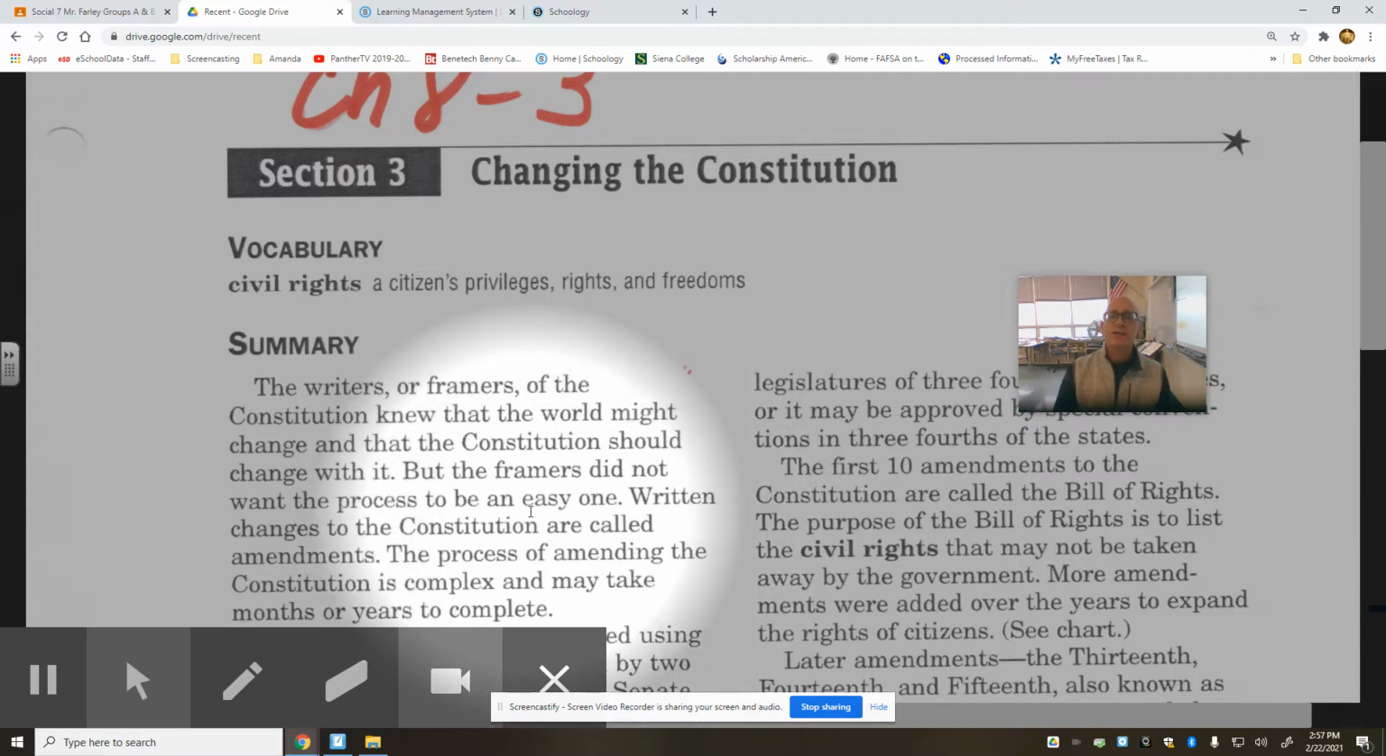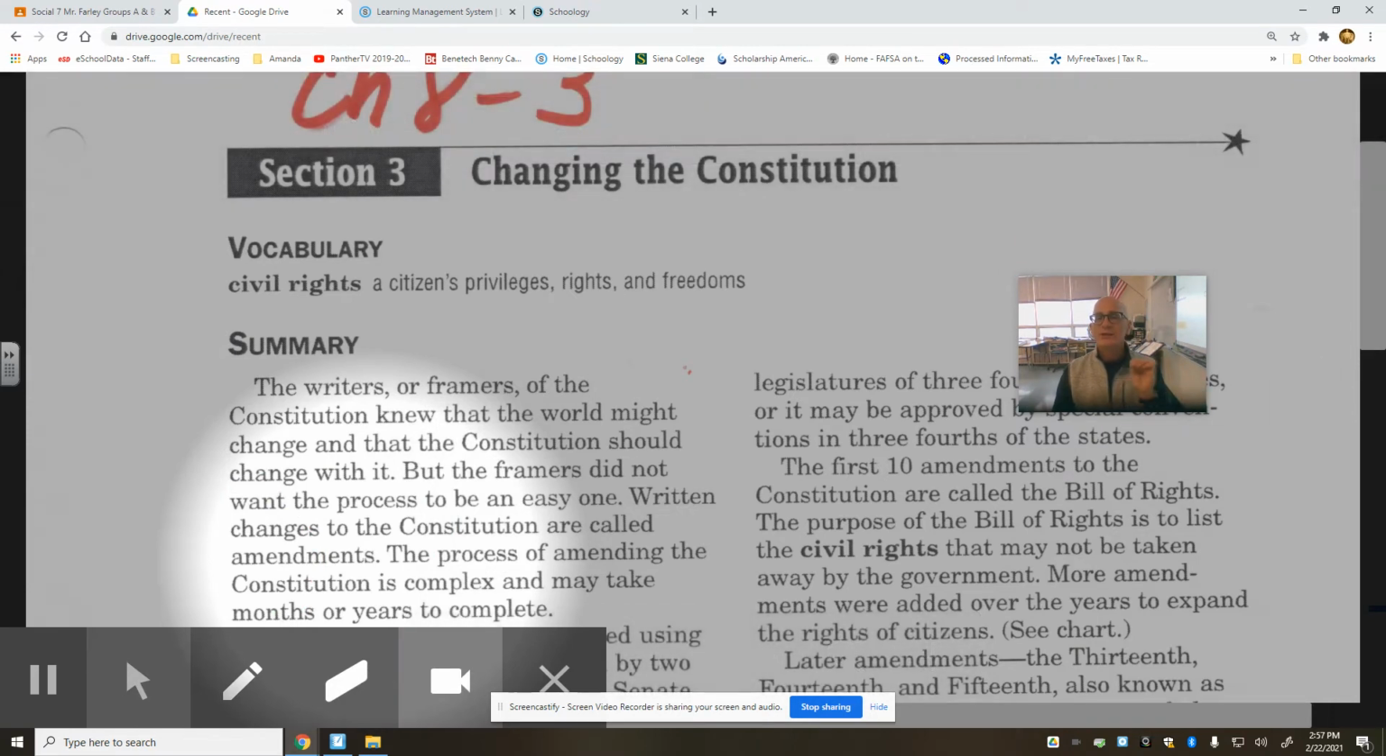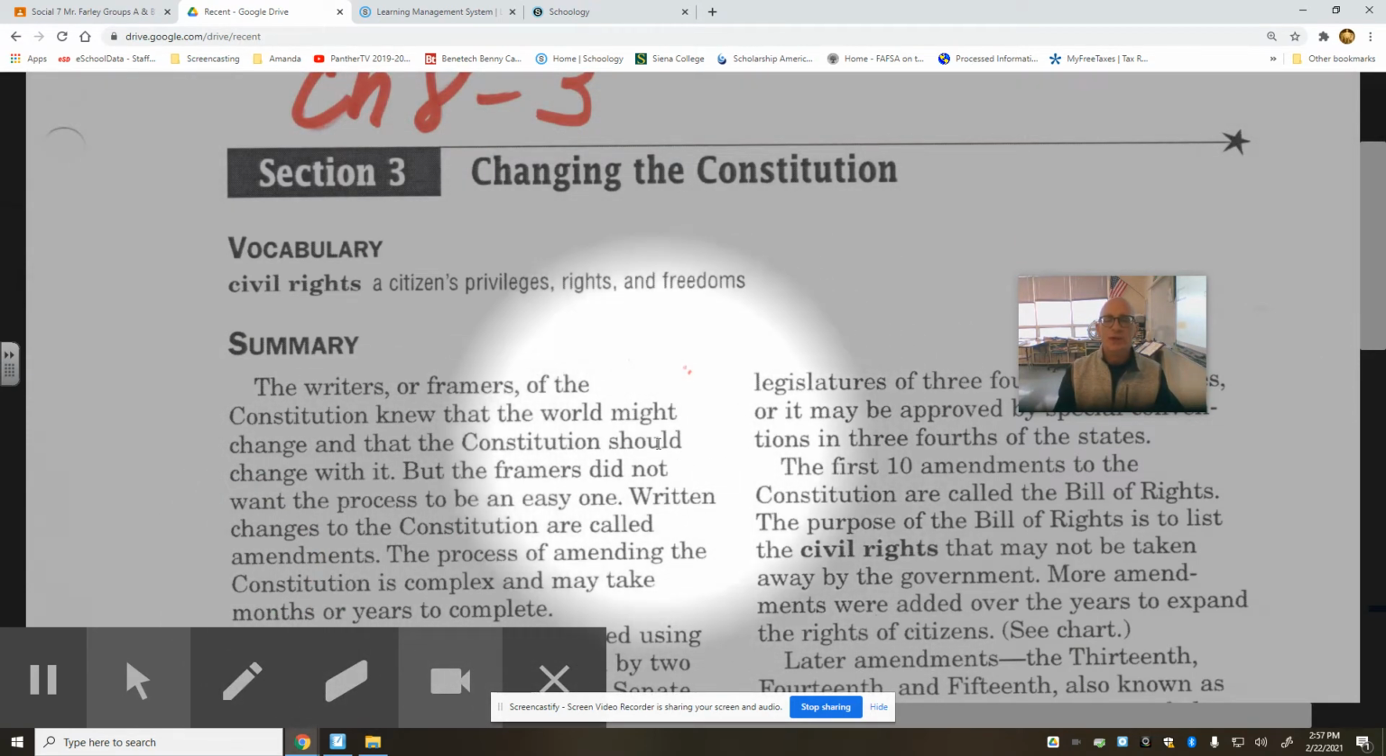Written changes to the Constitution are called amendments. And the process of amending the Constitution is complex and may take months or even years to complete.